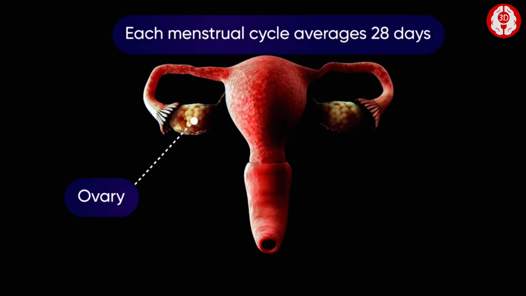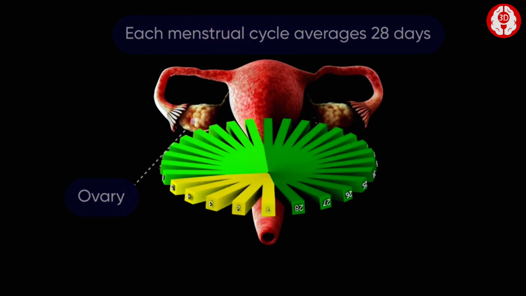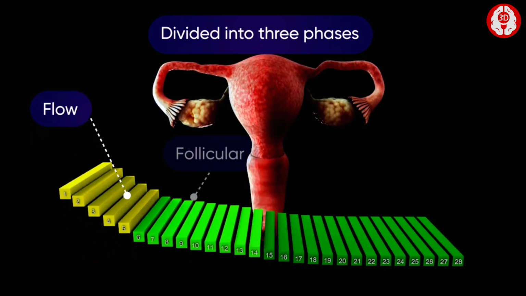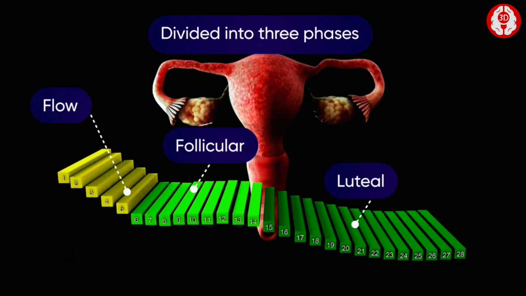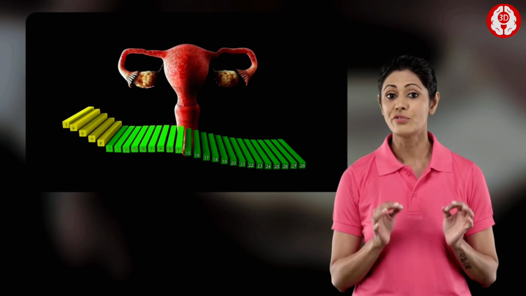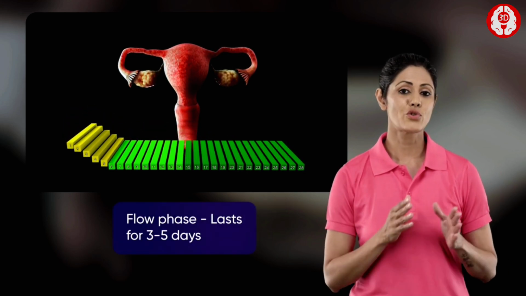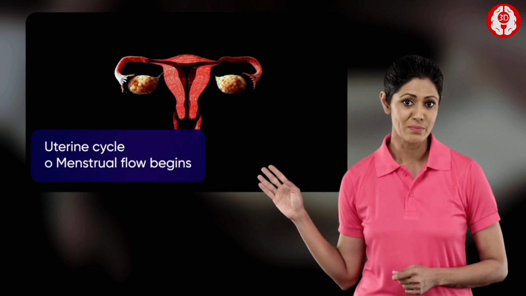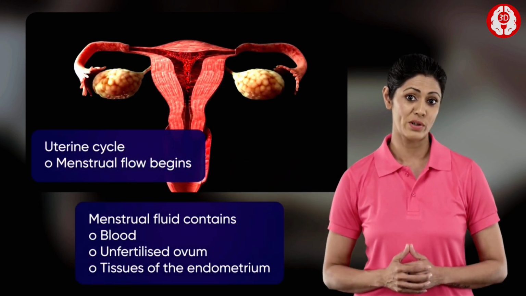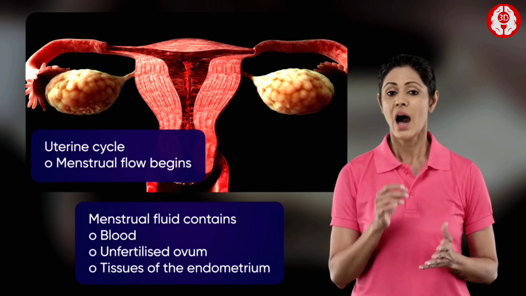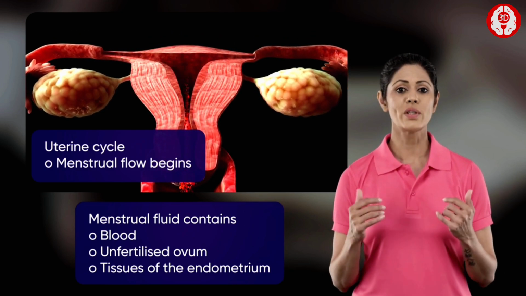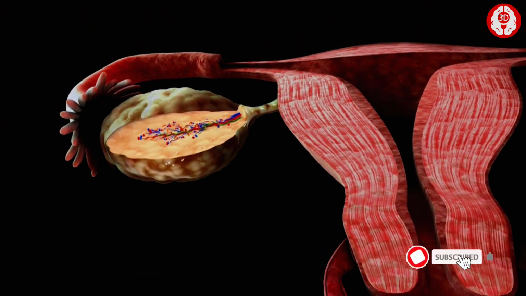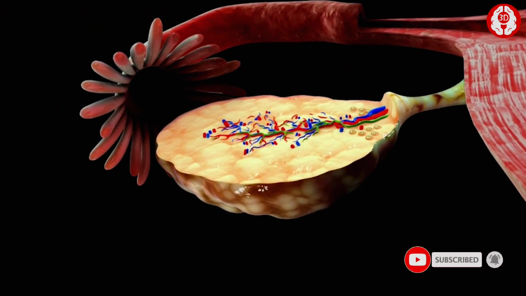Each menstrual cycle averages 28 days, which is divided into 3 phases: flow, follicular, and luteal phase. The first phase is the flow phase. It lasts for 3 to 5 days. During this phase, in the uterus, the menstrual flow begins, where the menstrual fluid contains blood, unfertilized ovum, along with the tissues of the endometrium. This is also linked to changes in hormonal activity.